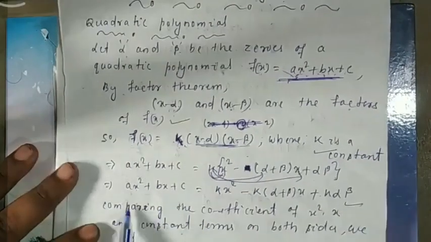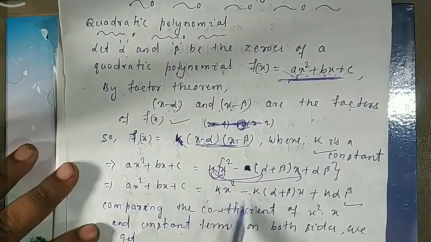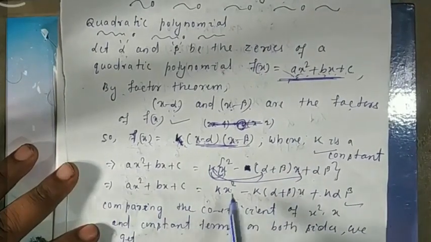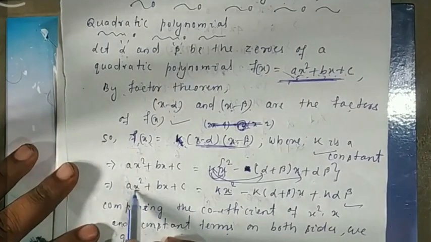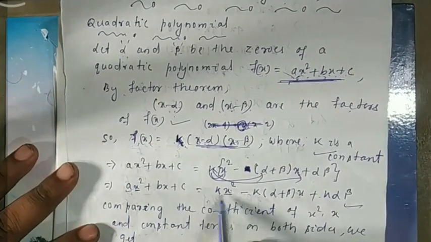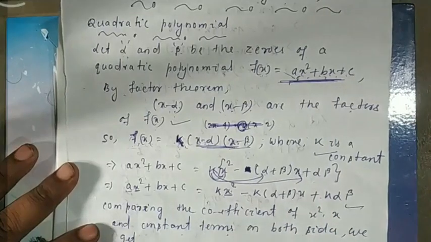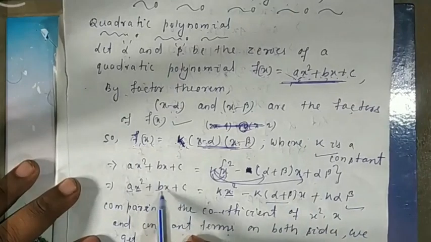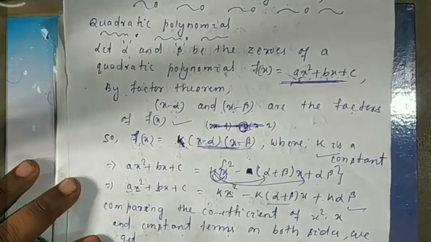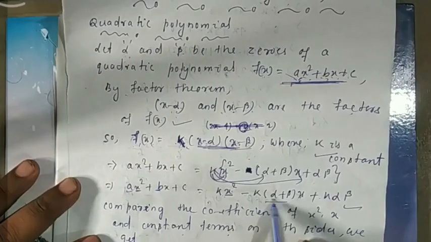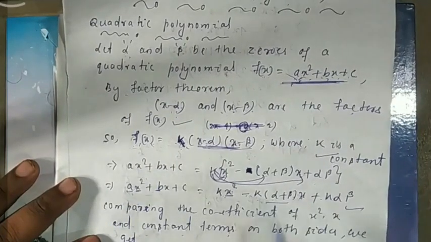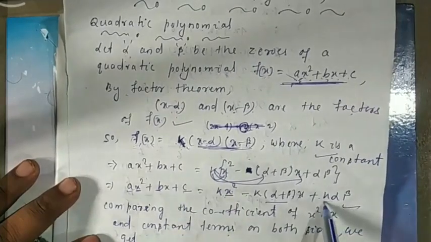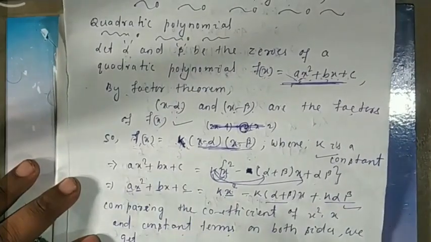Now comparing the coefficient of x square, x and the constant term on both sides. Here the coefficient of x square is a, and here the coefficient of x square is k, so k is equal to a. Similarly, the coefficient of x, b, is equal to k into alpha plus beta, and since there is a minus sign, b is equal to minus alpha plus beta into k. Similarly, c is equal to k alpha beta.